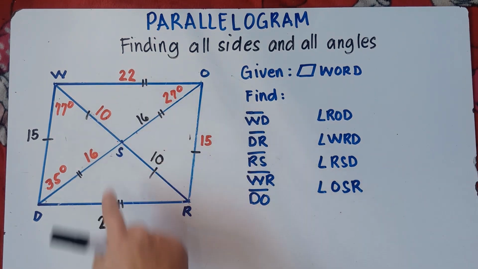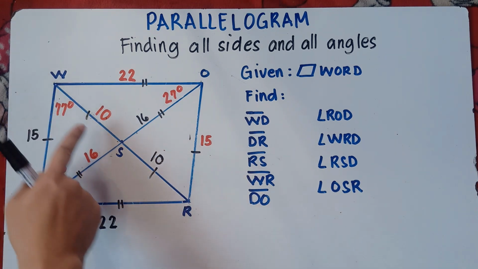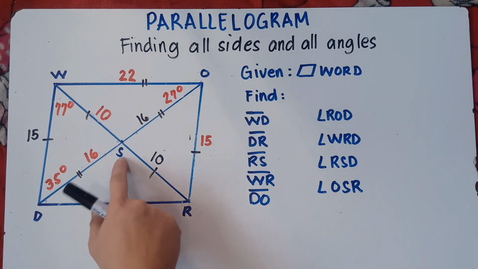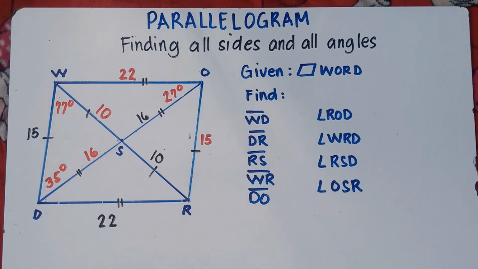We have 22, since opposite sides are congruent. We have 15 for the other opposite sides. We have WS, that is 10, so RS is 10. We have DS 16, therefore OS is 16. Alright, let's find the angles.